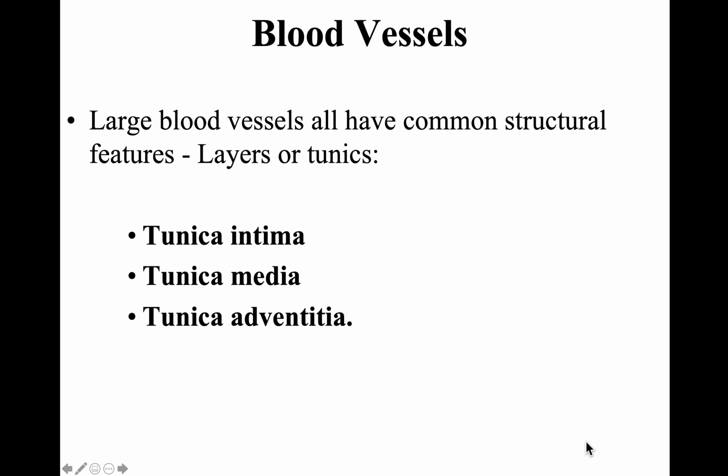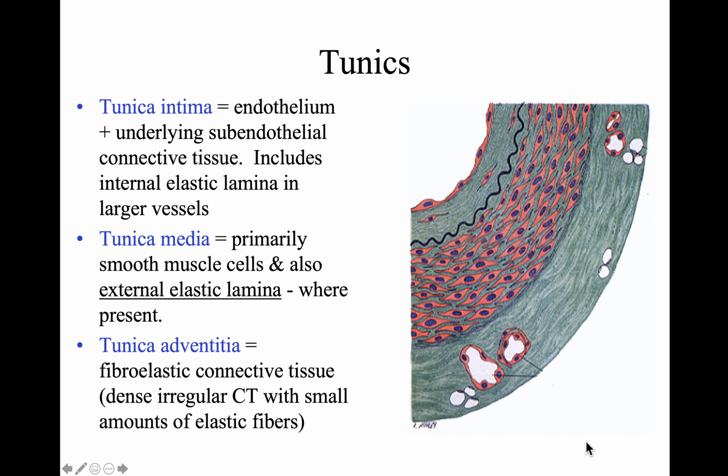The blood vessels have a common structure. All of the blood vessels consist of three layers: tunica intima, tunica media, and tunica adventitia. The tunica intima consists of simple squamous epithelium, and this epithelium is called endothelium. Underneath this epithelium, we have a small layer of subendothelial connective tissue.